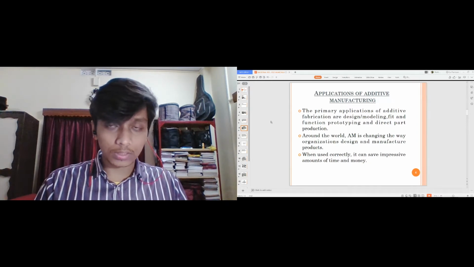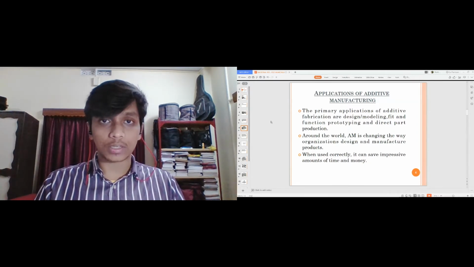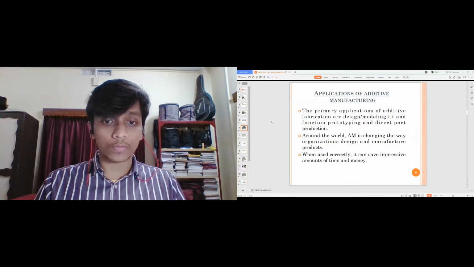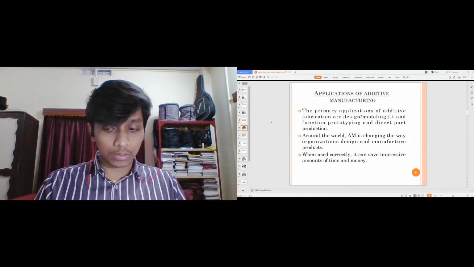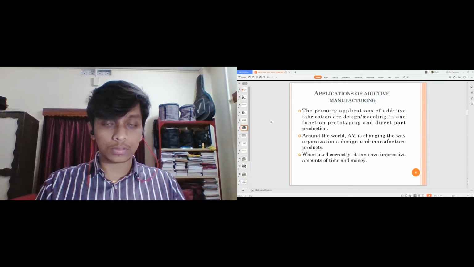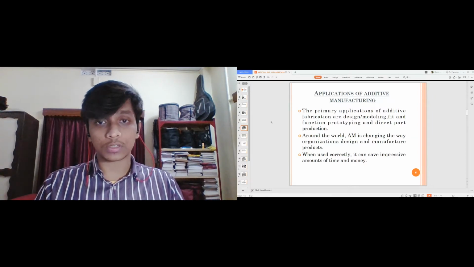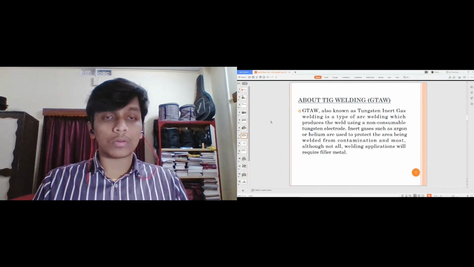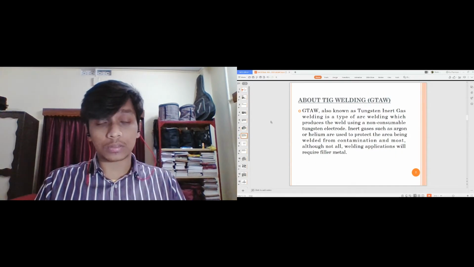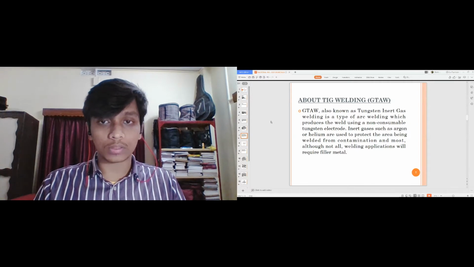When this technique, that is the additive manufacturing, is used correctly and very efficiently, it can save huge amounts of money and time. So this is a technique that needs to be given much importance in these times, to save huge amounts of time and money. Because when we use it correctly, this process proves to be one of the most efficient manufacturing processes in recent times.